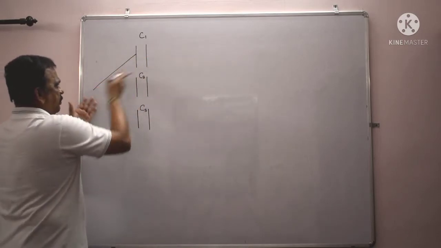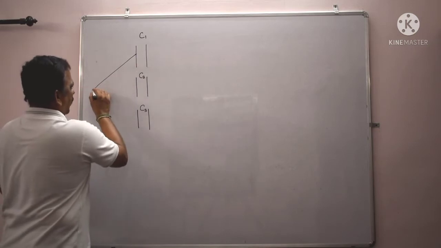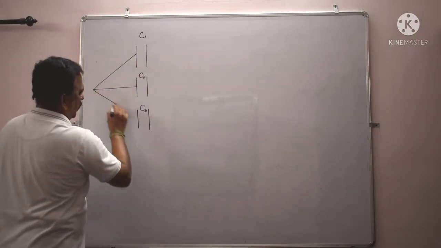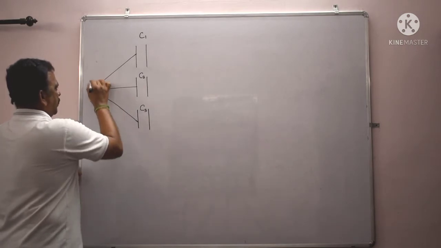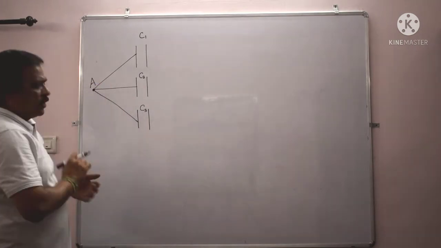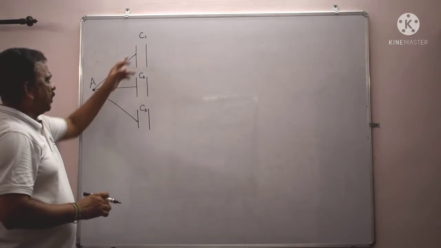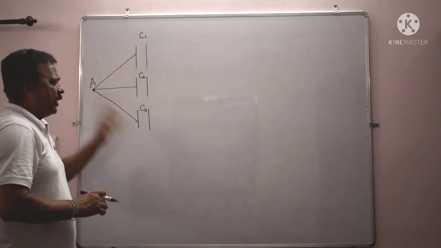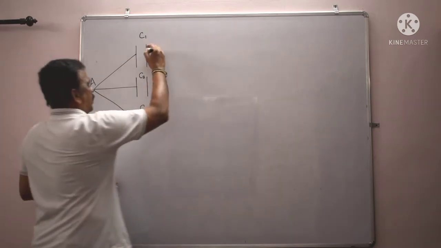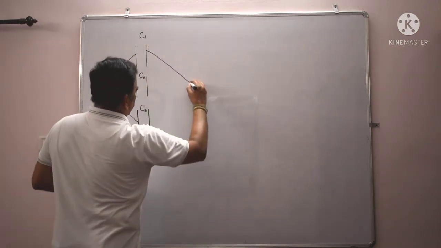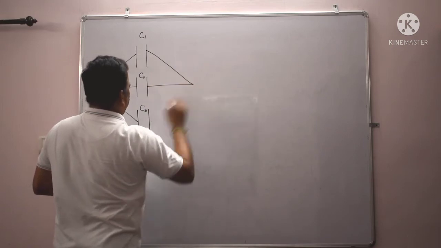So take connecting wires, three of them, and connect all the left plates of the capacitors and form a joint. Let me take it as A, a common junction A. So A is the meeting point of the left plates of all the capacitors. You can see all the left plates are connected together. And connect all the right plates together as well.